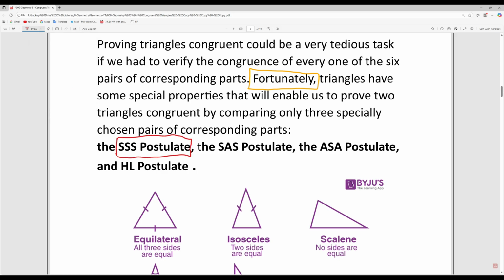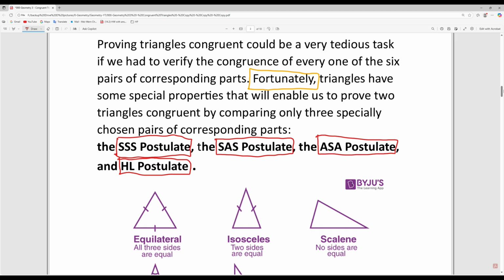Postulate, remember I talked about postulates in my first video. A postulate is something like a theorem, but a theorem you have to prove. A postulate has no way to be proved because it's too obvious, kind of like common sense. Everyone agrees, and you just treat it like common sense.